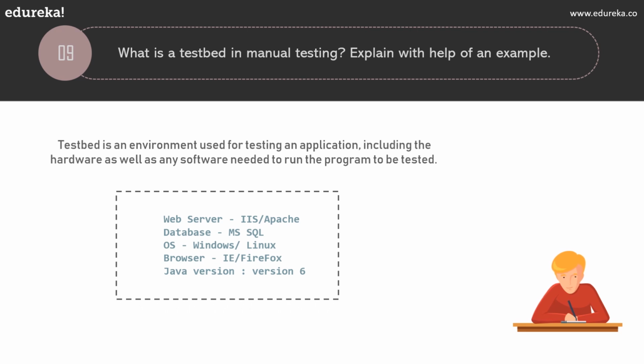Well, a typical test bed for a web-based application looks something like this. You have Java version listed out, you have the browser that you're using listed out, operating system settings like Windows or Linux, then the database that you're using, web server, etc. It has all the details which are required for you to perform testing.